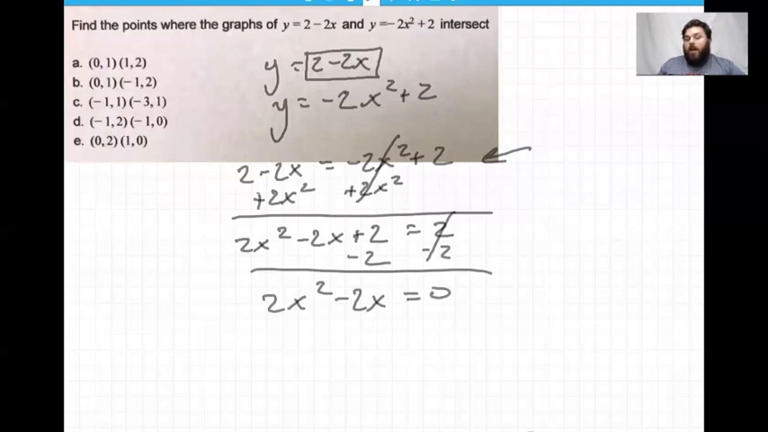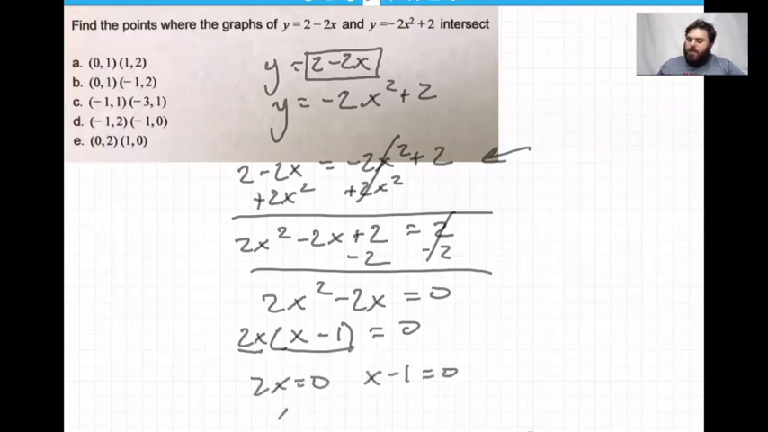All right, now I can factor this. There's a common factor of 2x. So I pull it out front. I'm left with x minus 1 equals 0. Then I can solve. I can say the first term is equal to 0. The second factor is equal to 0. And I solve both of these. I get x equals 0 and x equals 1. Okay, x equals 0 and x equals 1 is part of the problem.